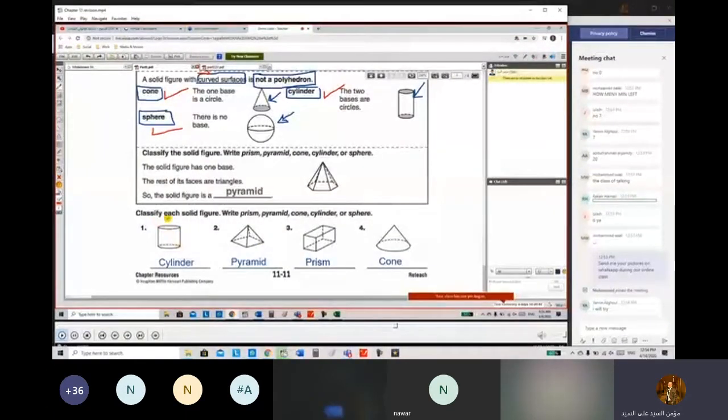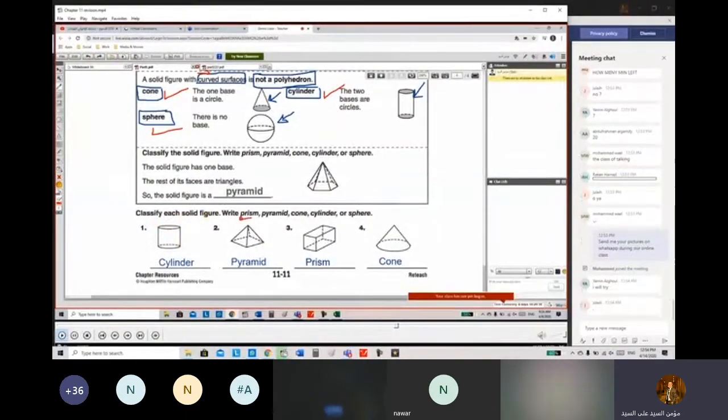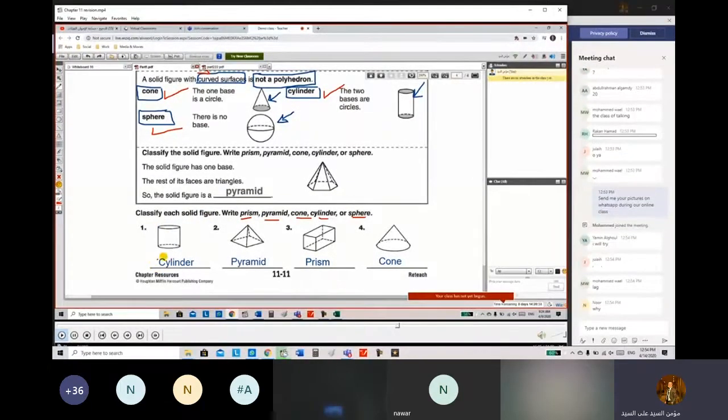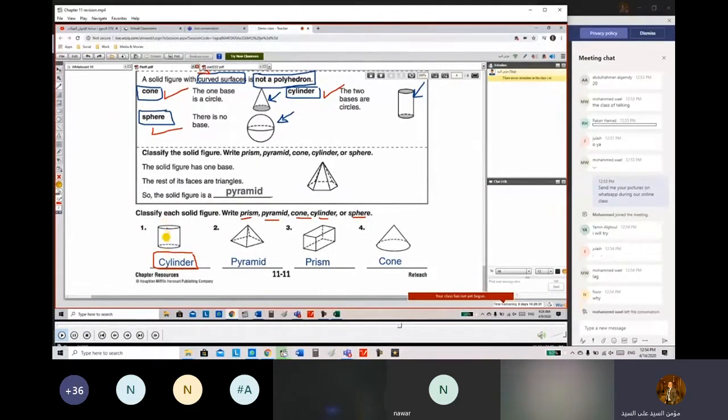We have to classify each solid: prism, pyramid, cone, cylinder, sphere. So number one is a cylinder because we have two circular bases. This base is a circle and this base is a circle, so we can say that this is a cylinder.